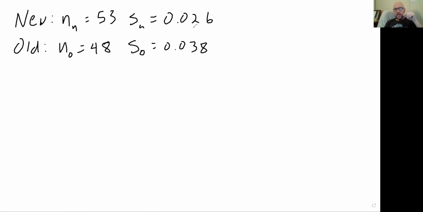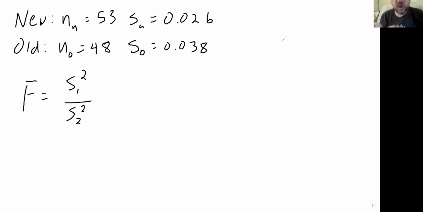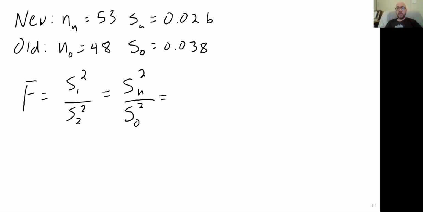This is actually not the number I want. This is s, the sample standard deviation, but I want the sample variance. Remember that F equals s1 squared over s2 squared. So here I'm going to call the new machine 1 and the old machine 2. So we're going to have s_n squared over s_o squared. And within that, we're just going to go calculate that number.